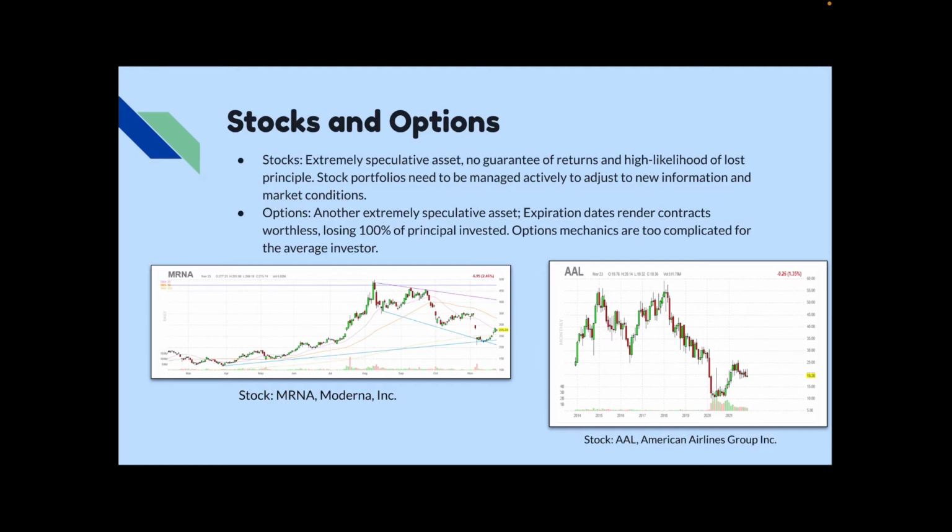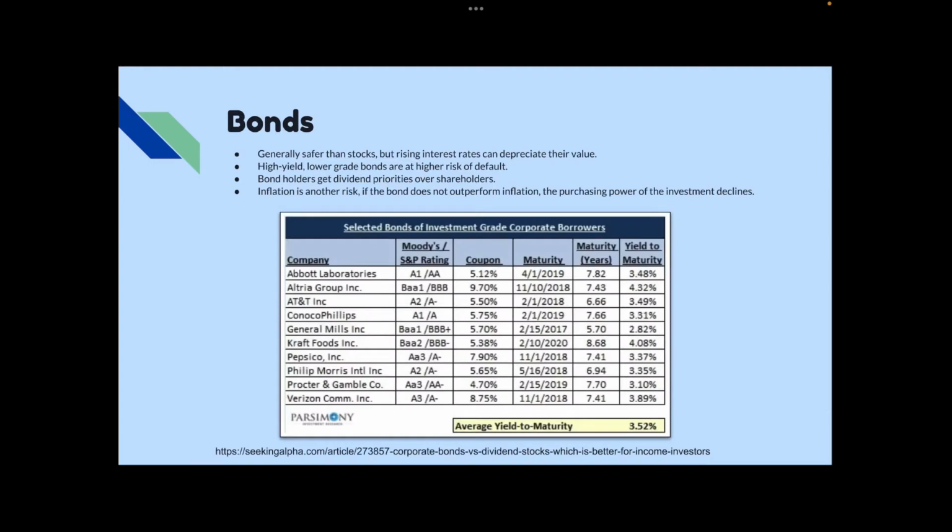And options are similar to stocks because they also speculate on the companies, but you're not actually buying the asset. You're just buying a contract that gives you the right to buy or sell a stock at a particular point in time and price. But both of these should be regarded as very risky, and you really shouldn't be messing around with them if you're trying to put your hard-earned money into something for retirement.